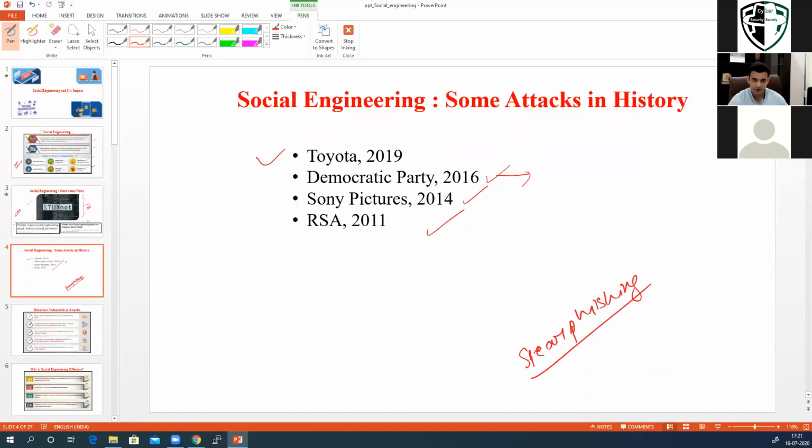So spear phishing attacks led to the leak of emails and information from the Democratic Party. There was a party called the Democratic Party, to which the then president Donald Trump belongs. This is the Democratic Party whose leak may have influenced the result of the election. You might have heard in the news about Donald Trump's victory over Hillary Clinton.